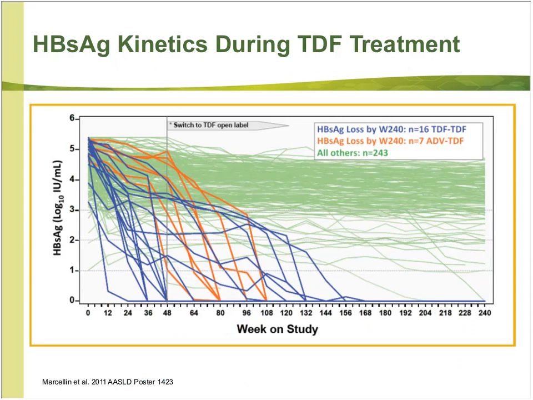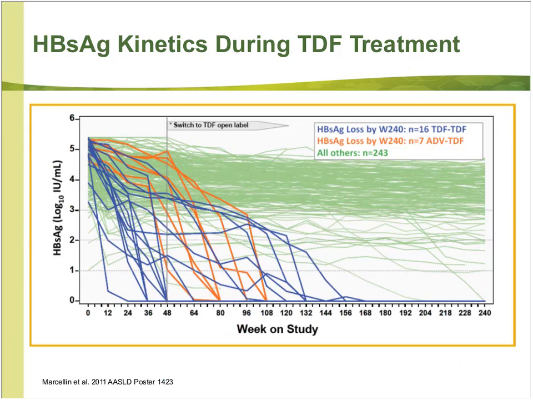Now, this was an interesting study because a subset of patients were on adefovir, a drug that we don't use anymore for hepatitis B management. And when you switch from adefovir to tenofovir, you can see that you pick up another group of patients in the orange lines who are going to clear S antigen.